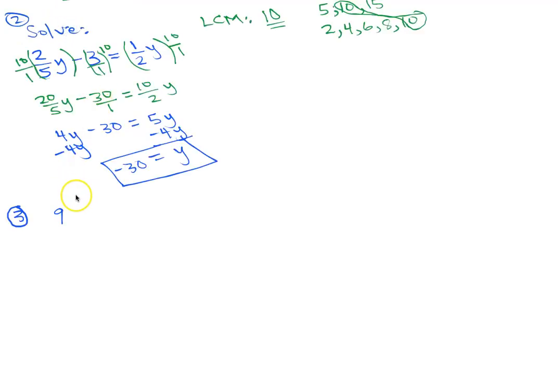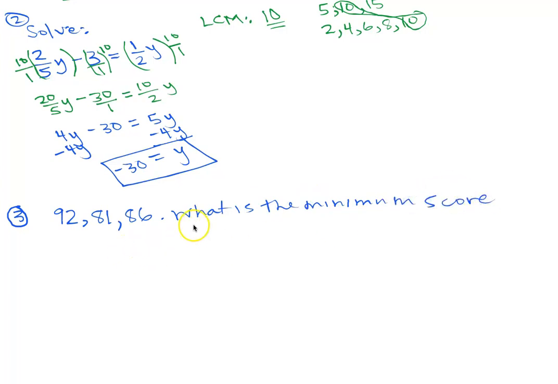Okay, it says a student has scores of, I'm just going to write these down. Wow, this keeps jumping around. 92, 81, and 86 on their first 3 exams. What is the minimum score they can get on the 4th exam to get at least an 87% in the class?